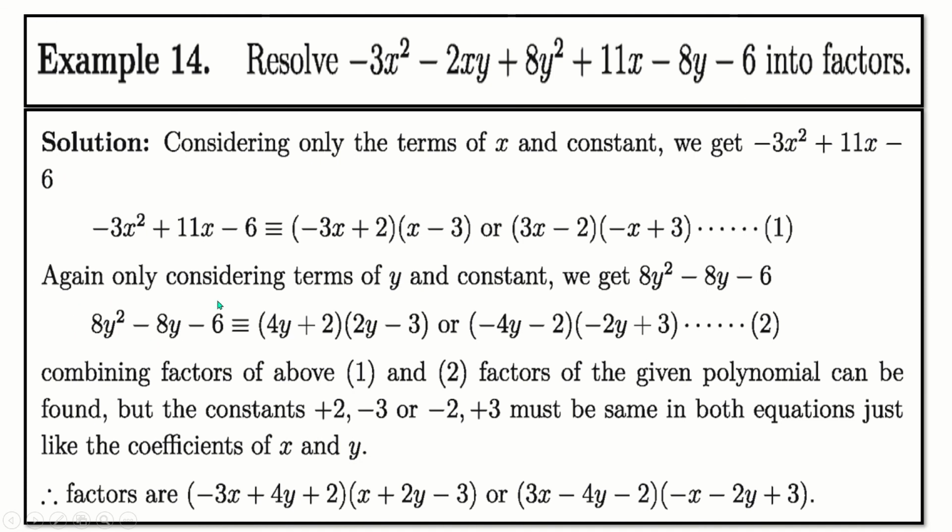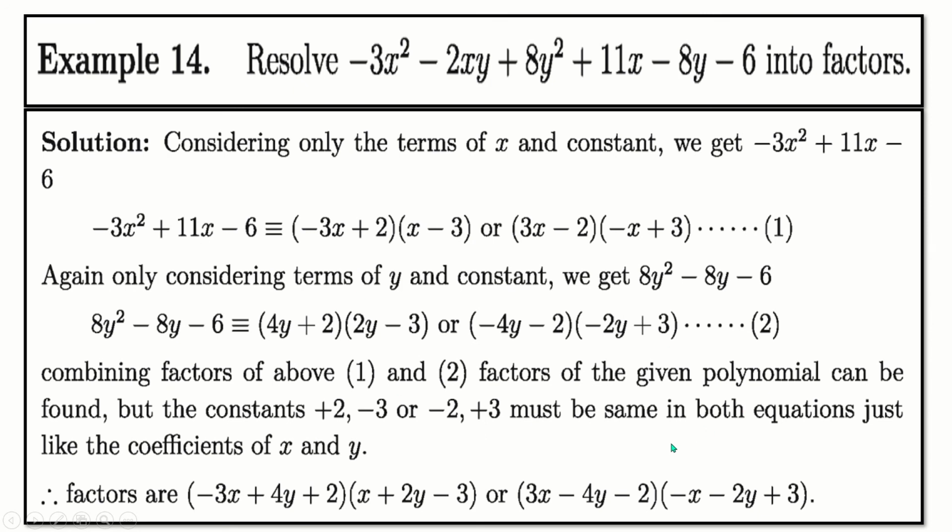And after resolving this part, we get 4y plus 2 into 2y minus 3, or we can write this as minus 4y minus 2 into minus 2y plus 3. That means after taking common minus here and also here, the result will be this, no problem. So the required solution will be minus 3x plus 4y plus 2 into x plus 2y minus 3, or we can write 3x minus 4y minus 2 into minus x minus 2y plus 3. Both are correct, no problem. You can take any one of these.